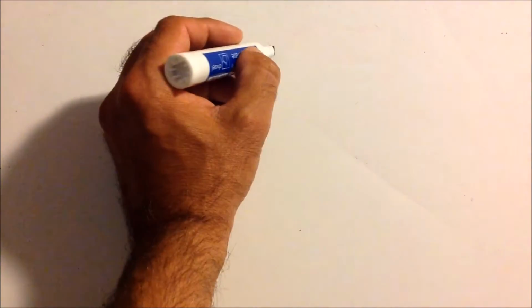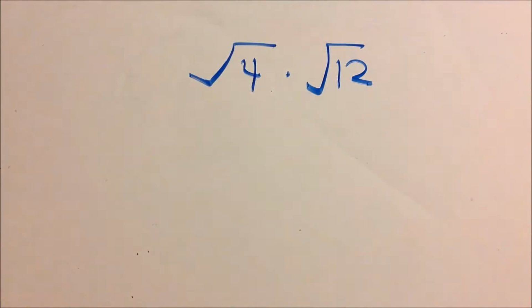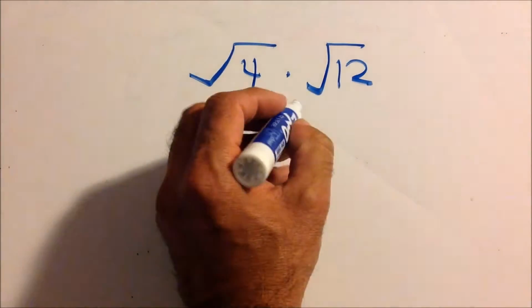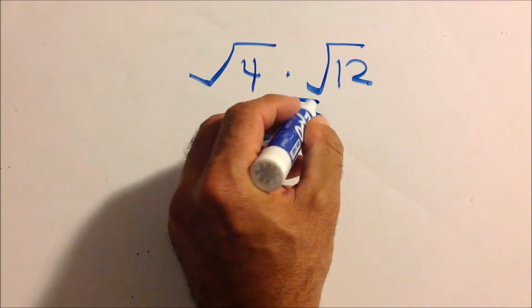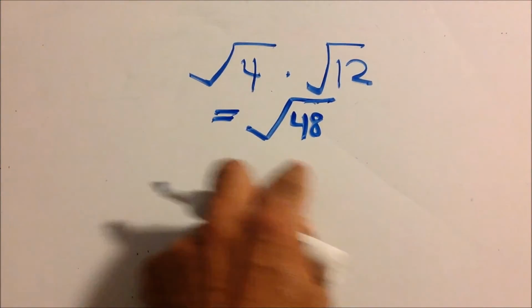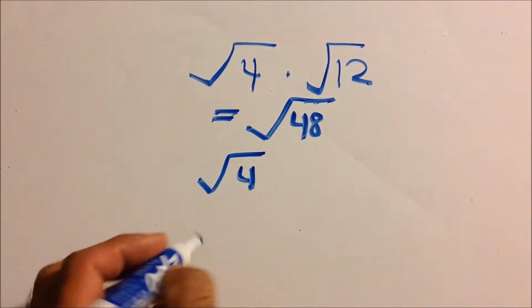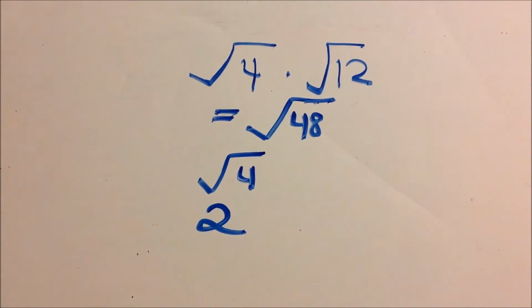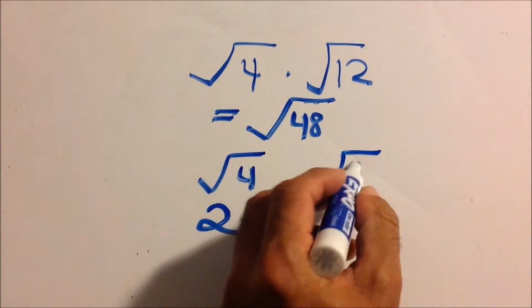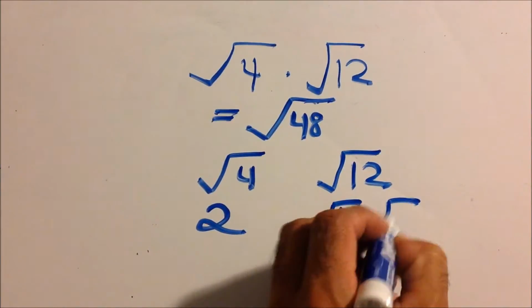Let's do this over. So we had the square root of 4 times the square root of 12, and we know it's the square root of 48. So we'll put the square root of 48 up here, because 4 times 12 is 48. But we could have also broken this down. We have the square root of 4, which we know is 2, and the square root of 12 we can break down into the square root of 4 times the square root of 3.